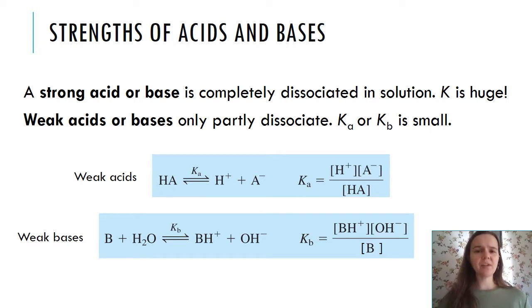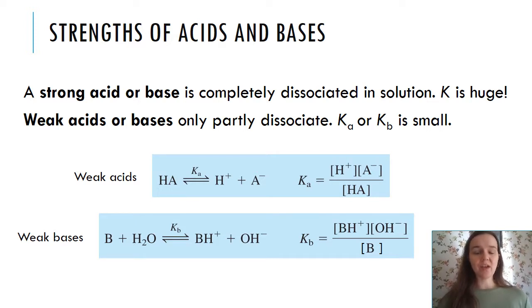With the base though, it's a reaction between the base and the water. And the water is going to give up its proton to the base, making the conjugate weak acid BH plus and leaving behind OH minus. And your Kb is the BH plus concentration times OH minus concentration over B. Again, water doesn't feature because it's a pure solvent.